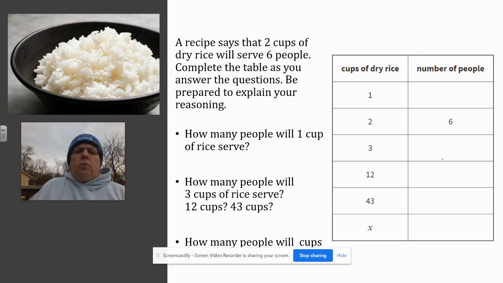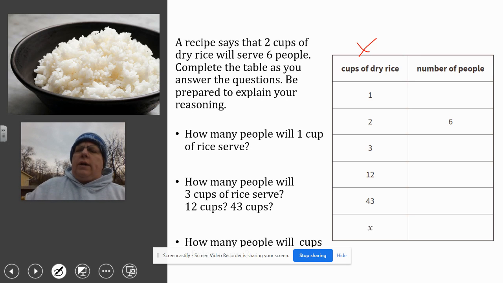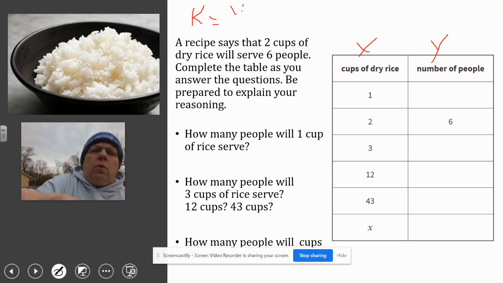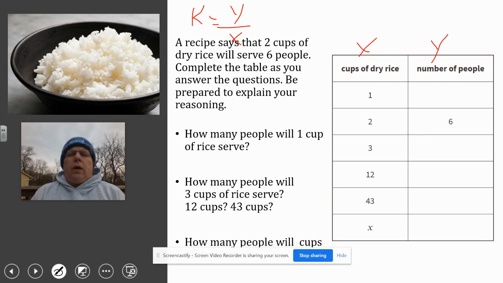It says, how many people will 1 cup of rice serve? And so when I'm looking at my table, I notice that the x value, our cups of dry rice, is already filled out, and we are going to finish the table for our y value. And so I want to see what my constant of proportionality is so I can get started. So I want to find my k value. And remember we said that k equals y over x. All right, we learned that last week.